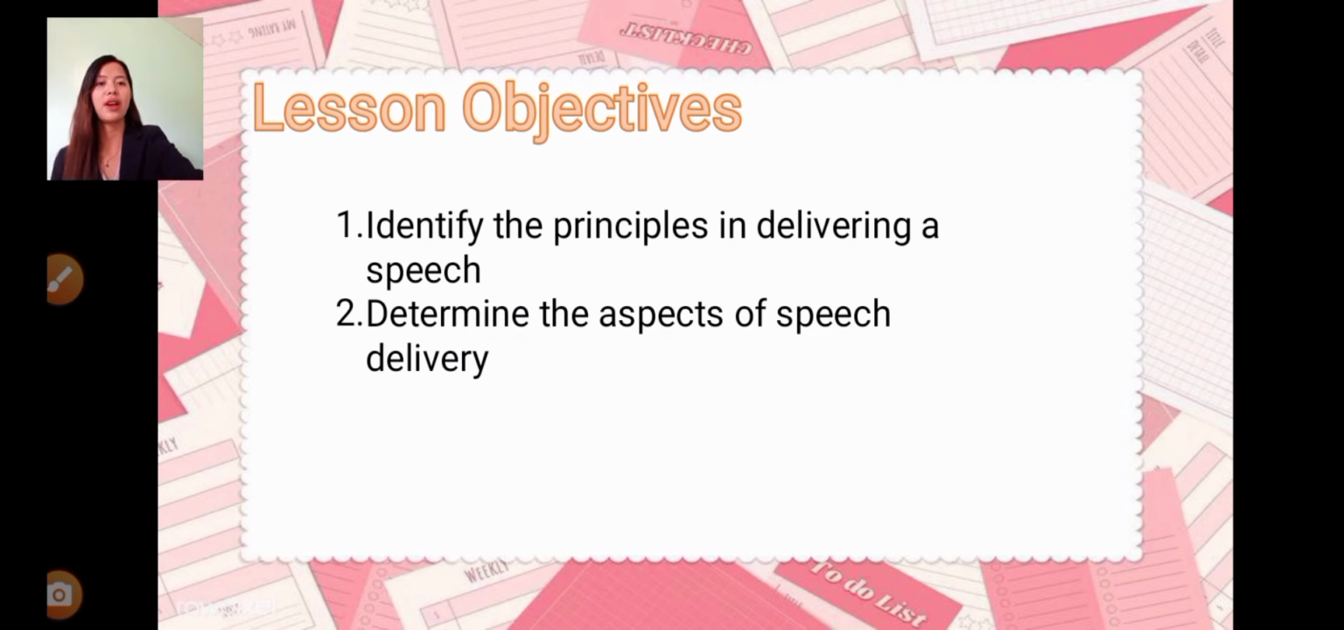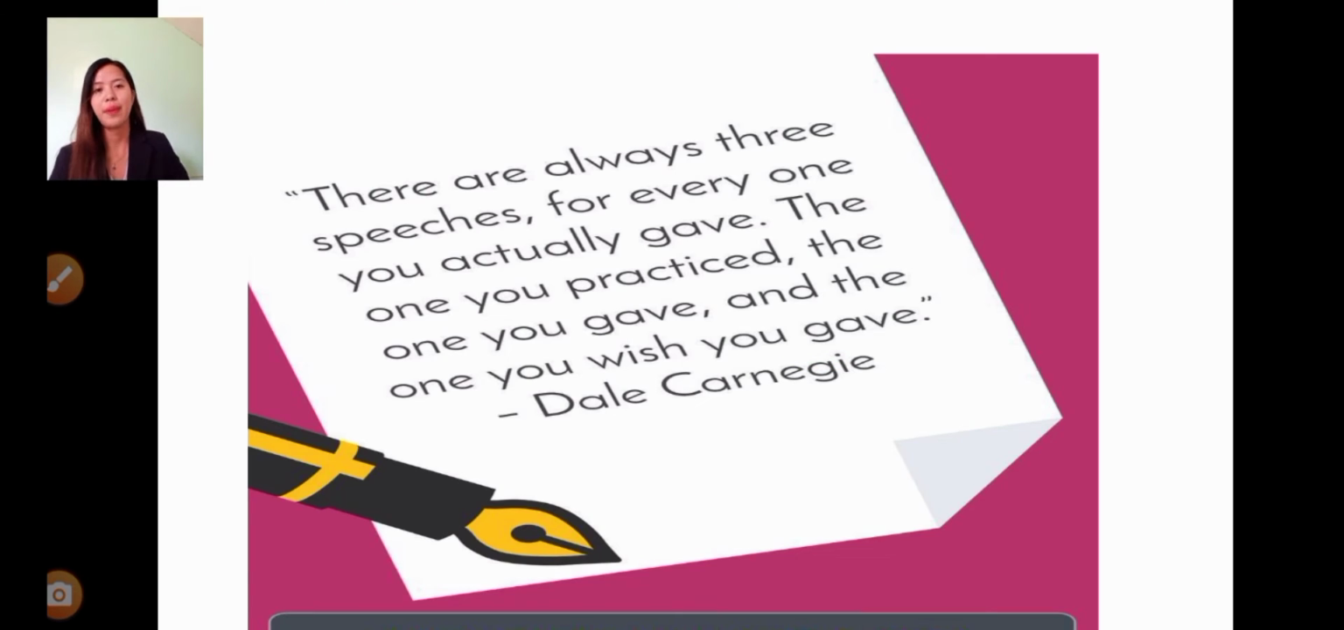So now let us start with a reading passage. Let us try to speak as clearly as we can as we deliver this quote from Dale: There are always 3 speeches for everyone you actually gave. The one you practice, the one you gave, and the one you wished you gave. That is just an opening remark for something that will enhance or practice your delivery.